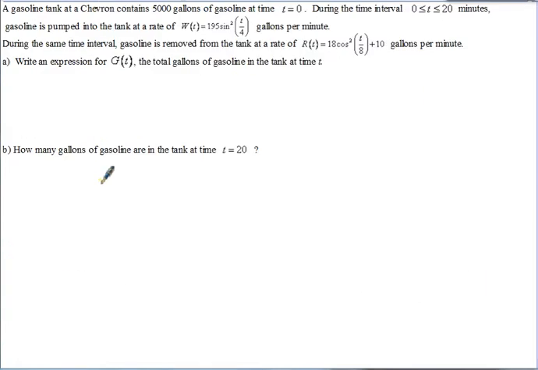This one says a gasoline tank at Chevron contains 5,000 gallons of gasoline at time 0. So it's like your initial amount. It doesn't give us a specific time what that corresponds to, midnight or whatever time, so we just don't need to know that. And then during the time interval 0 to 20 minutes, gasoline is pumped into the tank at a rate of W(t) gallons per minute.